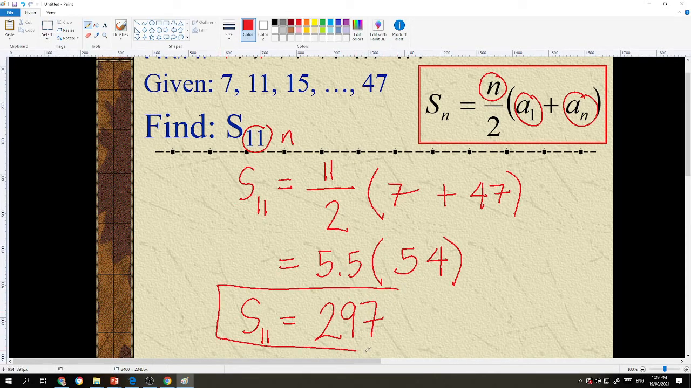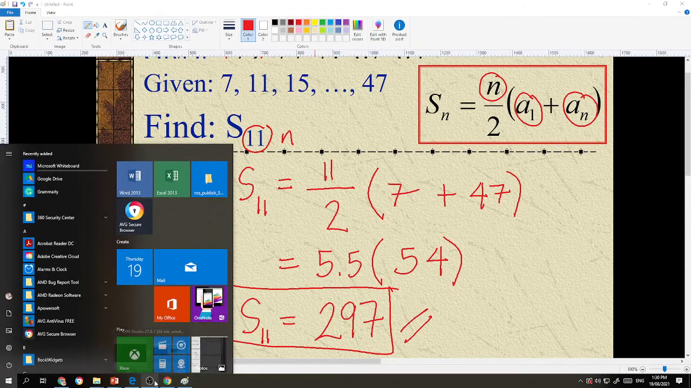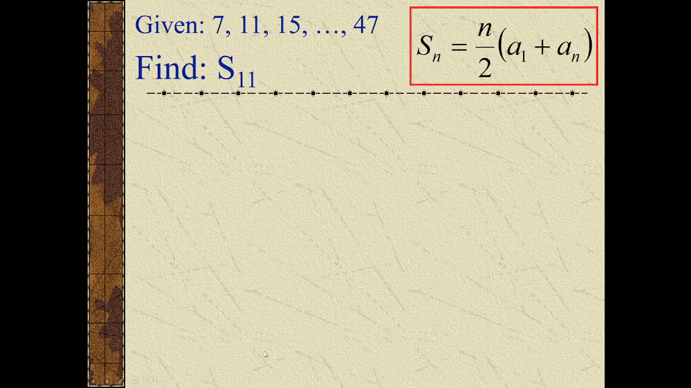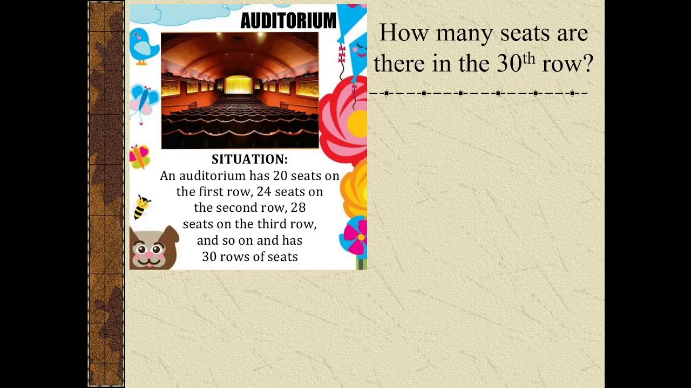297. Mao ni answer nato sa ato ang example number 2. Okay? Now, let's proceed to our PowerPoint presentation. There you go. Okay, this time, word problems.